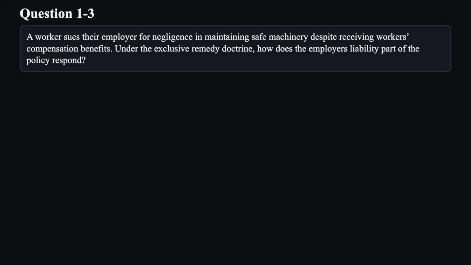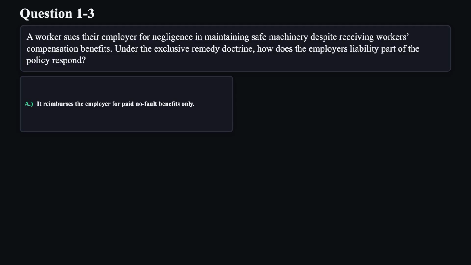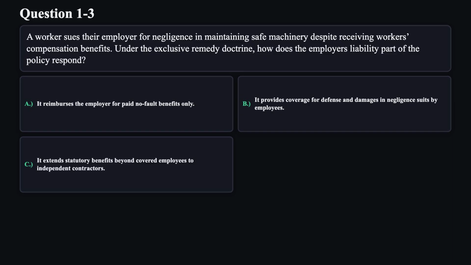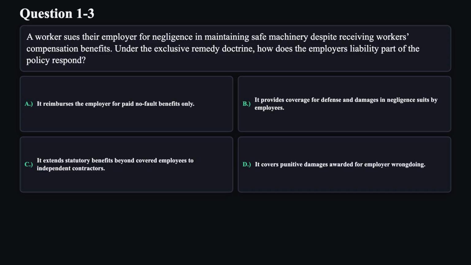Question 3. A worker sues their employer for negligence in maintaining safe machinery despite receiving workers' compensation benefits. Under the exclusive remedy doctrine, how does the employer's liability part of the policy respond? A. It reimburses the employer for paid no-fault benefits only. B. It provides coverage for defense and damages in negligent suits by employees. C. It extends statutory benefits beyond covered employees to independent contractors. D. It covers punitive damages awarded for employer wrongdoing.